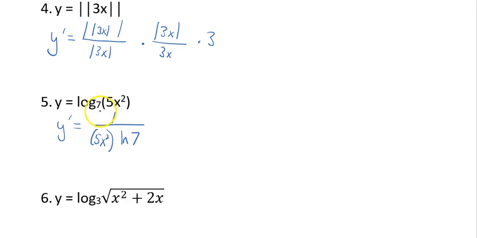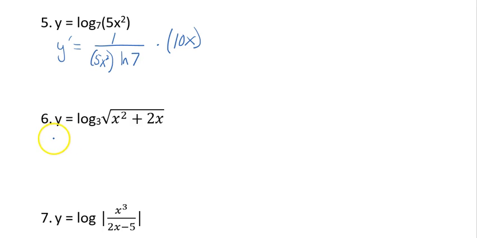Again, if they didn't have a number there, it would be base 10. And that takes care of the log part. Then the derivative that you're going to focus on next is what's inside the parentheses. So the derivative of 5x squared would be 10x.